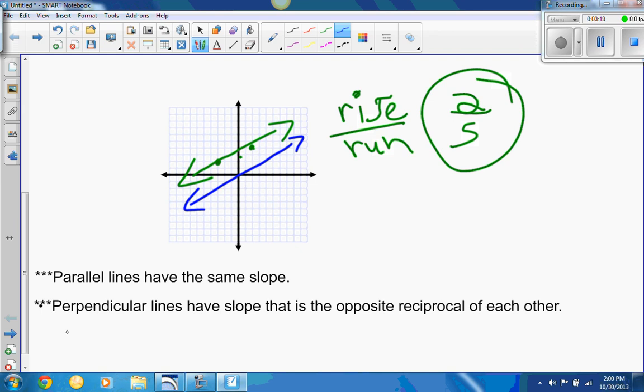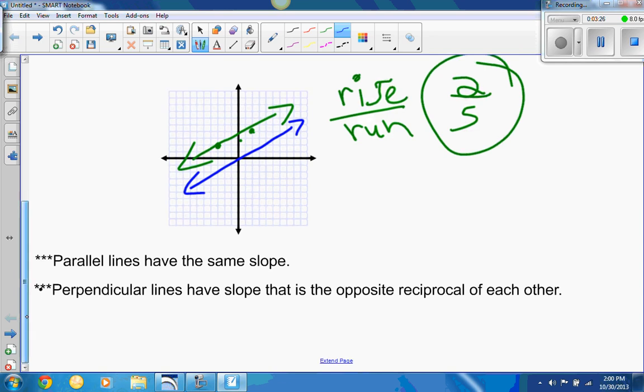The other rule is when you have perpendicular lines, you have slopes that are the opposite reciprocals of each other. What do I mean by that? So if I have a slope of 1/3 for one line, the other one would have to be a negative 3/1. Reciprocal means I flip it, and this one's positive, so the other one has to be negative. That's opposite reciprocals. And I could draw a couple lines up here, and we could look at it.